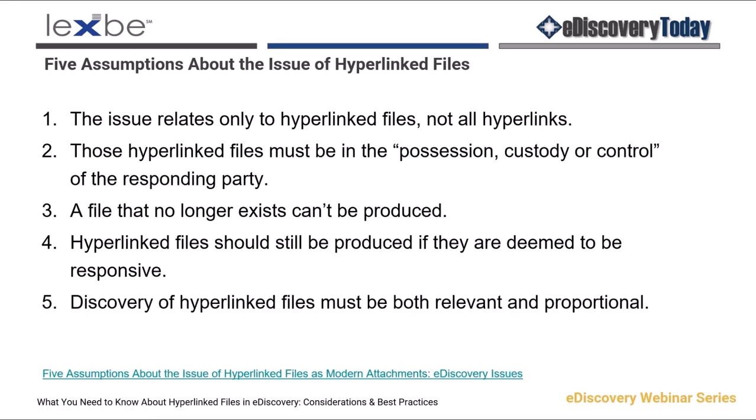Finally, of course, discovery of hyperlinked files must be both relevant and proportional. That's also part of the rules, FRCP Rule 26(b)(1). Of course, as it is for many other types of ESI, getting the parties to agree on what's relevant and whether the burden exceeds the benefit is challenging.